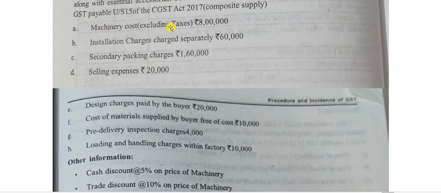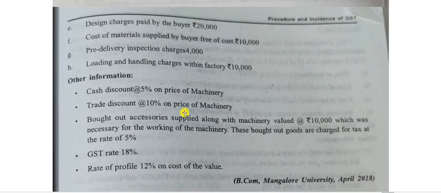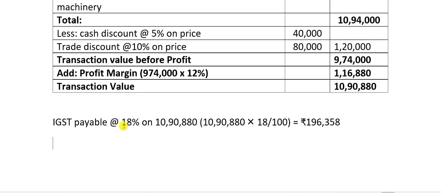If the type of supply was mixed supply, in that case we would compare the given GST rates and take the maximum. It doesn't matter which product attracts what GST rate; what is more important for us is the highest rate of tax, which will be applicable to all the products. So in this case, IGST at 18% because the type of supply is composite supply. So 1,96,358. Thank you.